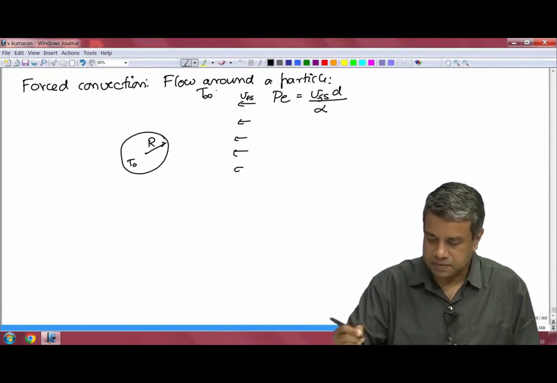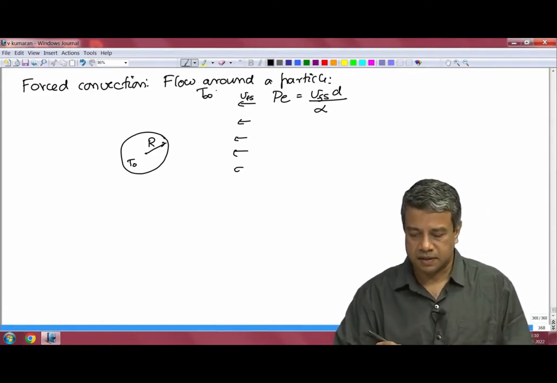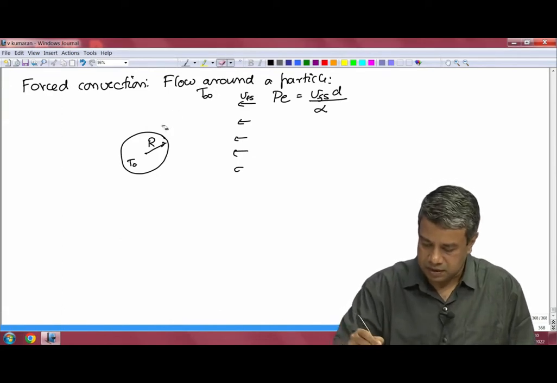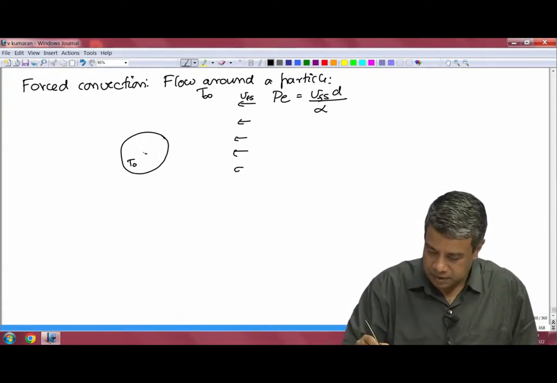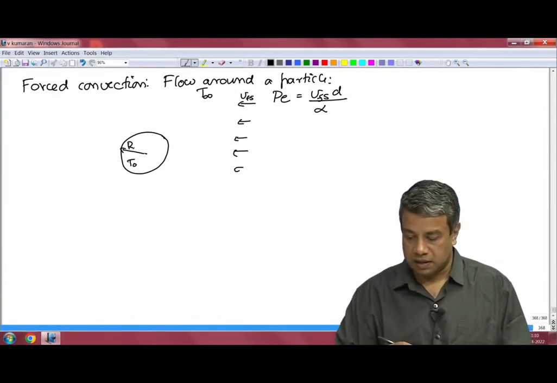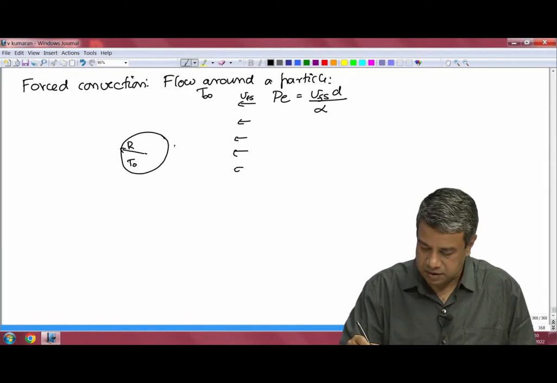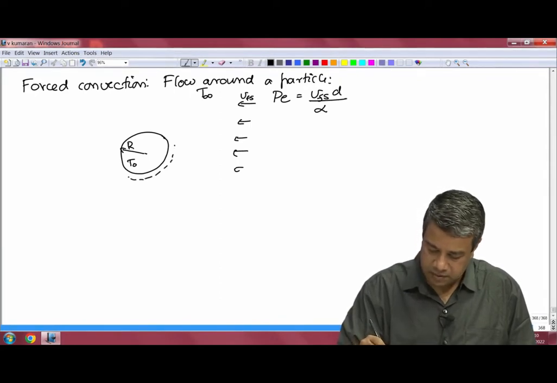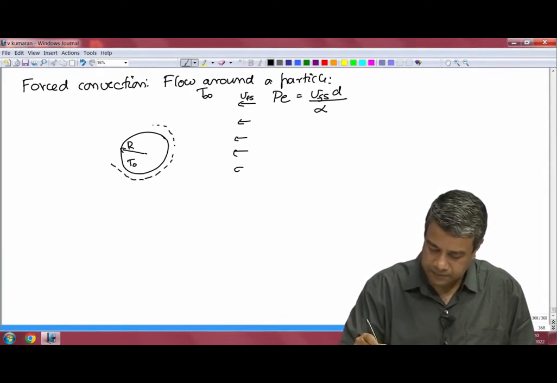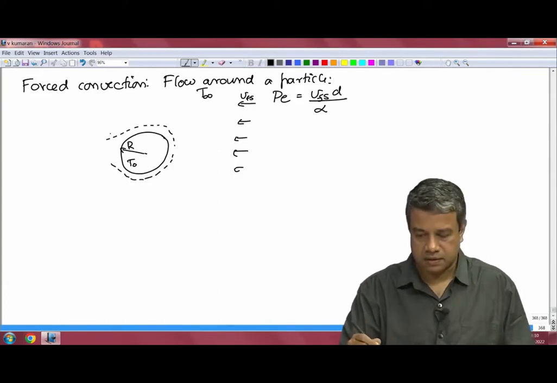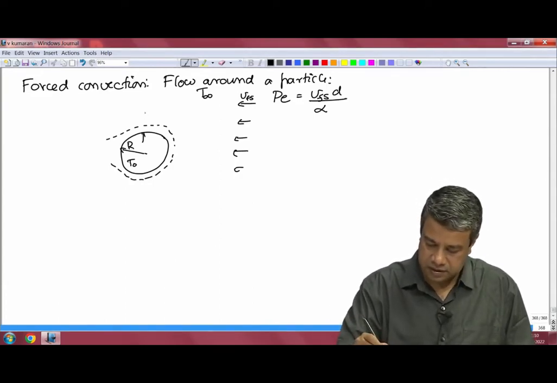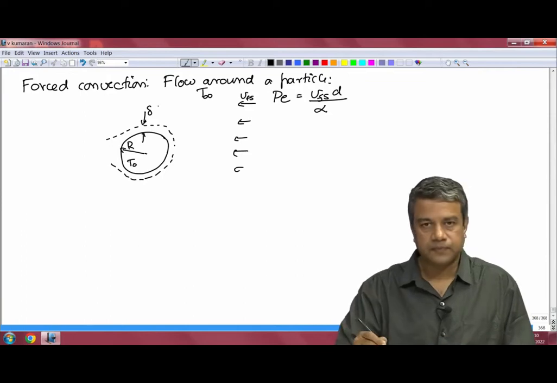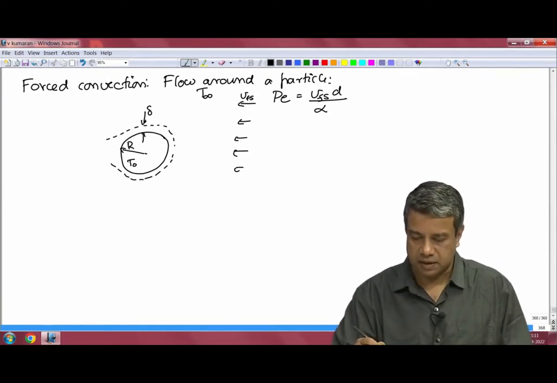In this particular case, the convection is rapid because we know that the Peclet number is large. So, the strength of convection is large, and therefore, you would expect the disturbance to the temperature field to be restricted to a thin region close to the surface, of thickness delta, which is much smaller than the radius.